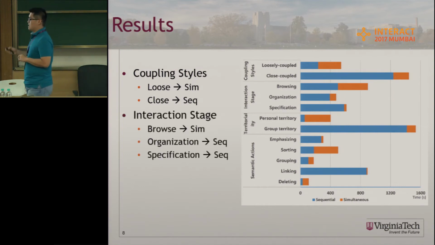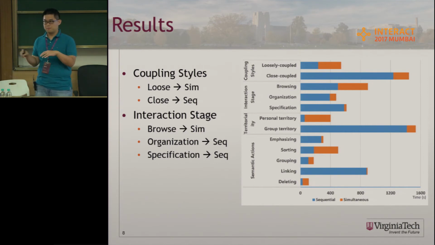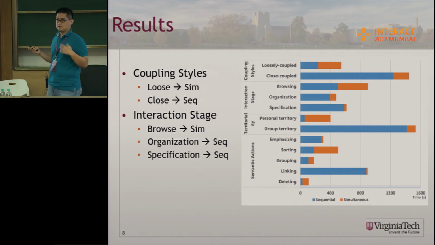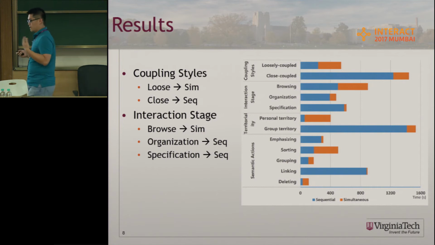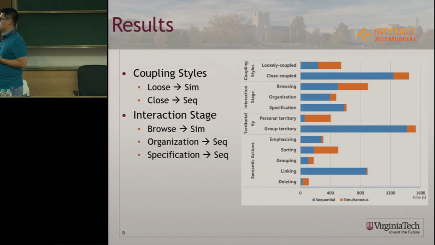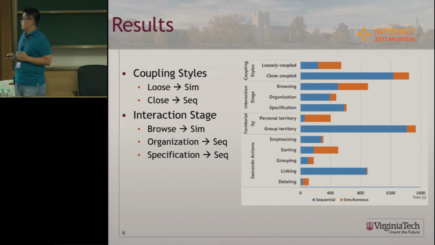For interaction stage, in the brainstorming stage, which is the browsing stage, they do more simultaneous interactions. They try to browse different things at the same time. But when the design becomes more finalized and more clear, they do more sequential interaction in the organization and specification stages. So there is a significant difference.